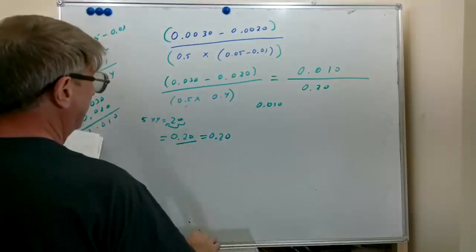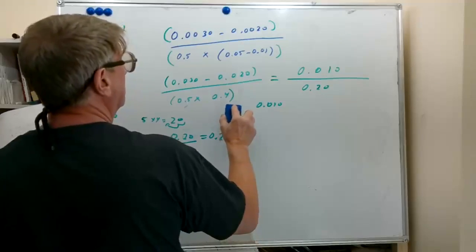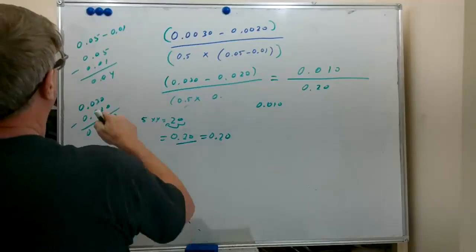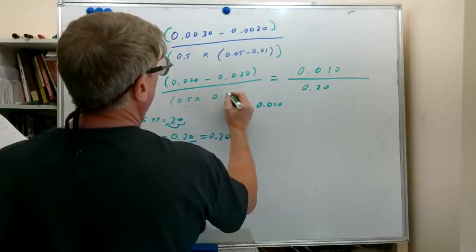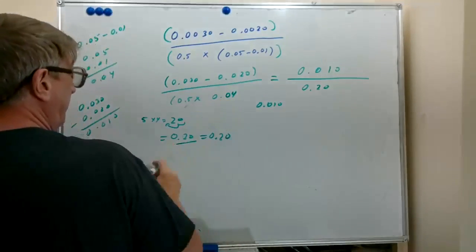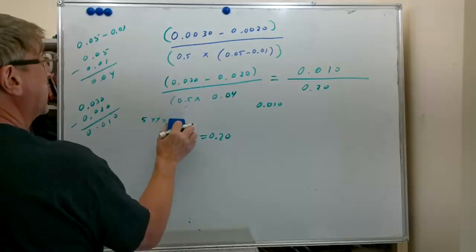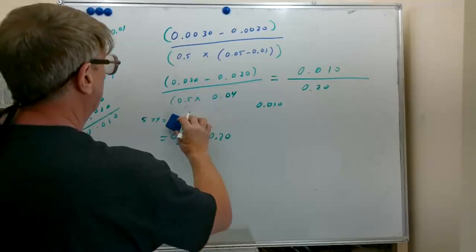Okay, I have a mistake here. I see my problem. I knew something wasn't coming out right. This is 0.04, so we actually have 3 decimal places here. So 5 times 4 is 20. I copied my number down wrong again.